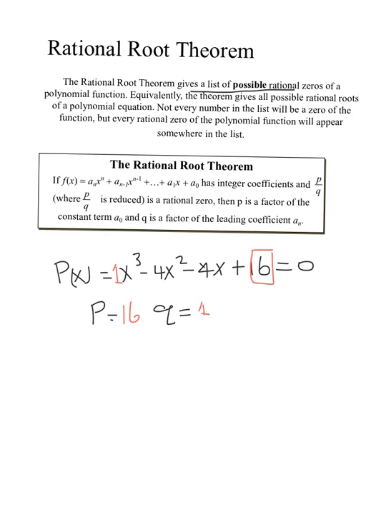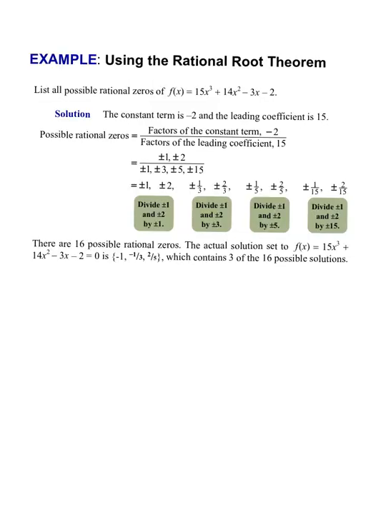And then the next step would be to write all the factors of 16 over all the factors of 1, and when you do all that, this will give you a listing of all the possible zeros. And let's look at an example on the next one.